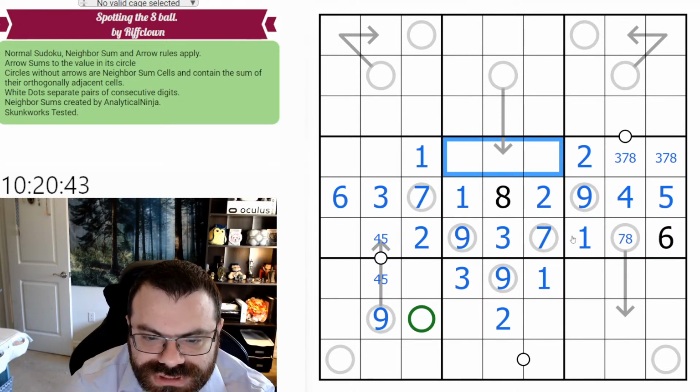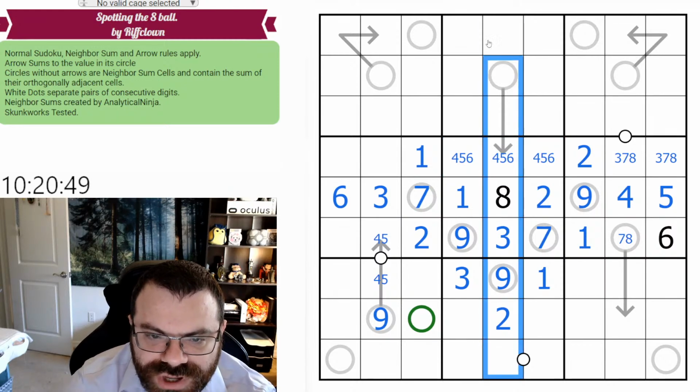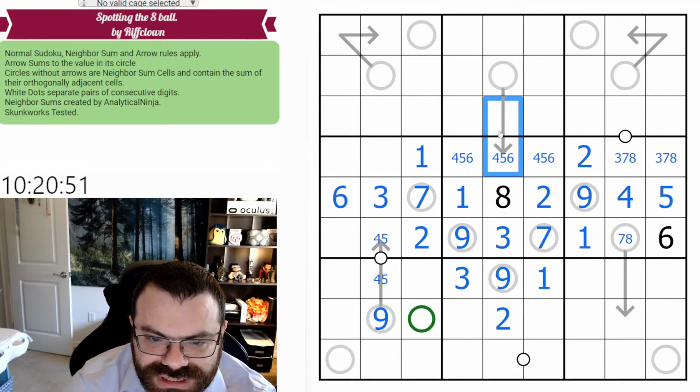This is a triple. 4, 5, 6. So let's say the 1 weren't on this arrow. I'd have minimum of 4 on it, and this would add to 9, and that's way too big. So I do have to place a 1 on this arrow, and it adds to 5, 6, or 7.